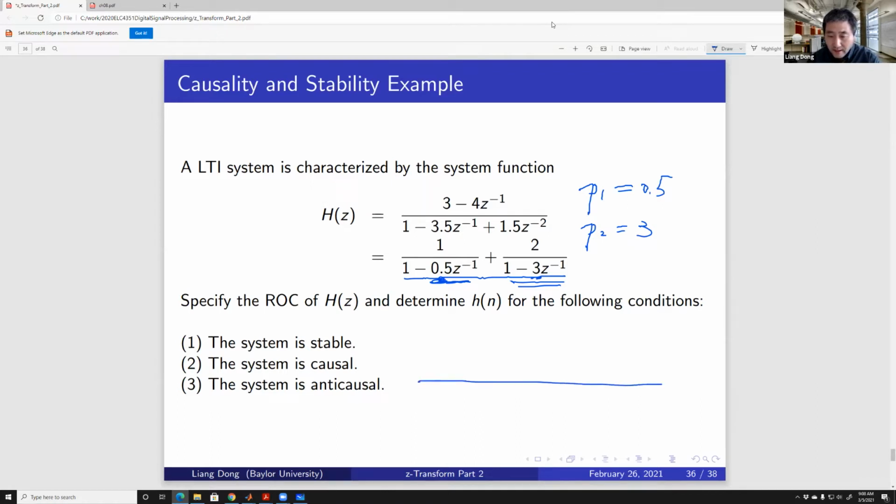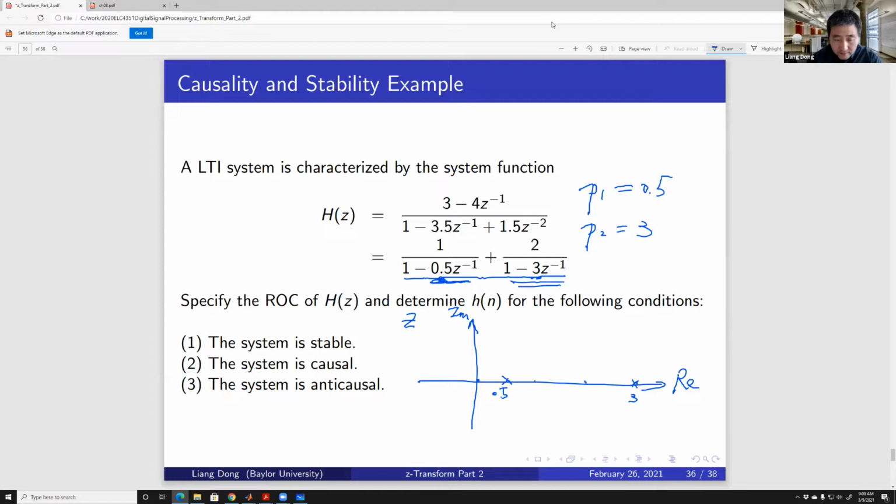On my z plane, this is the imaginary part and this is the real part. I got two poles. One is here, at 0.5, and then there's 1, 2, 3. Another is here, at 3. Both are real poles.